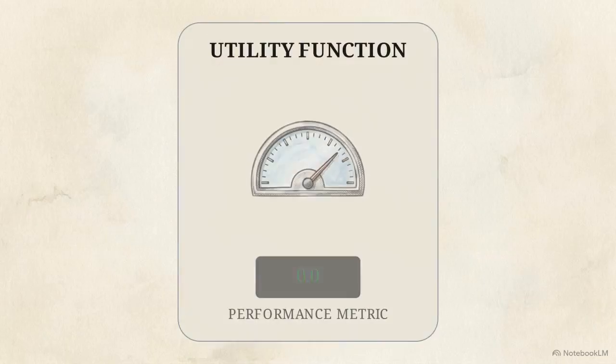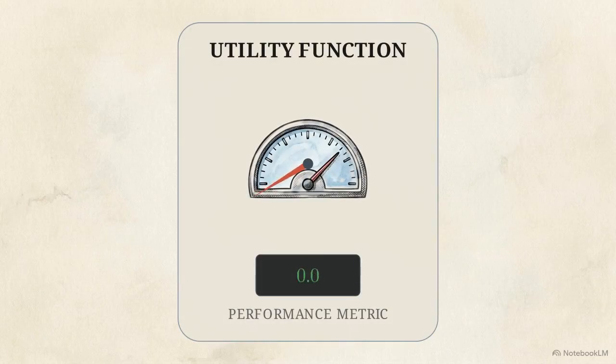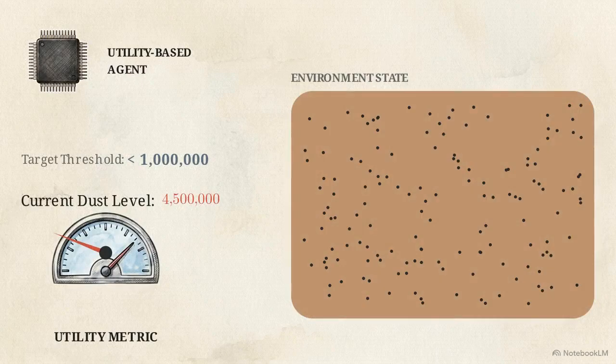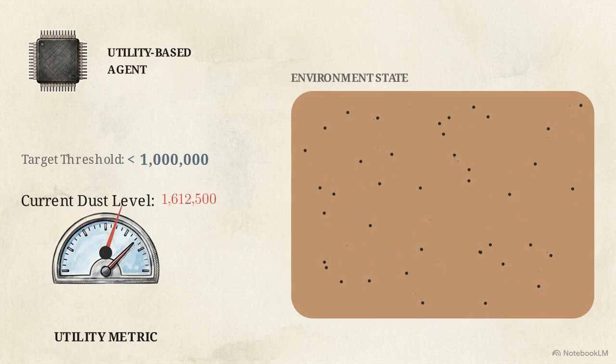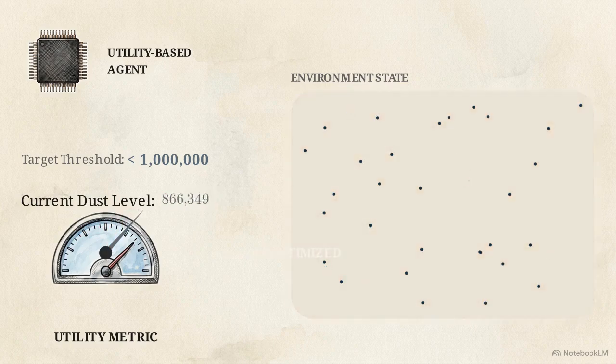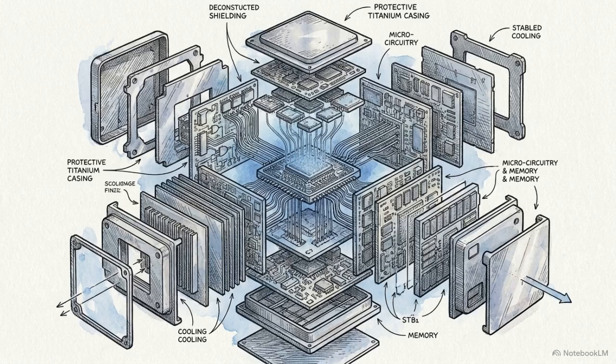This adds an internal performance metric, called a utility function, to judge exactly how well the goal is being achieved. Instead of just cleaning the floor, it measures success by reducing dust to less than 1 million particles per square meter, constantly evaluating its own effectiveness. Defining a strict goal and measuring utility provides a strong foundation.